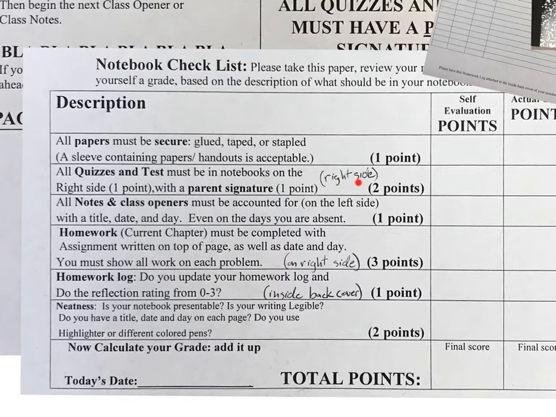I don't know why I wrote right side here if I already had it typed in right here. My bad. But anyways, that's 2 points. 1 for having the quizzes and tests and 1 for having a parent signature. So 1 point here, 2 points here.